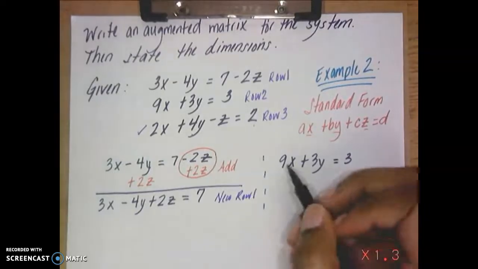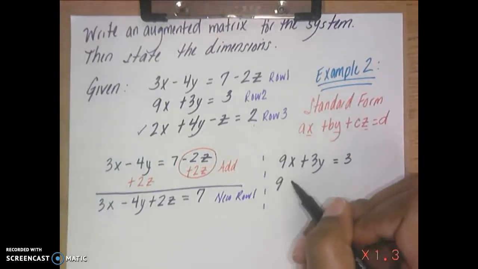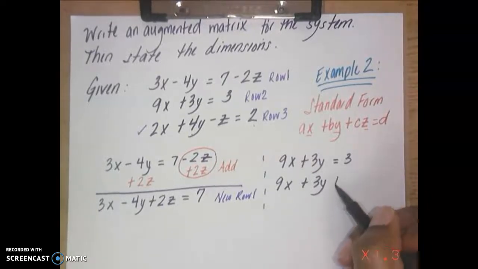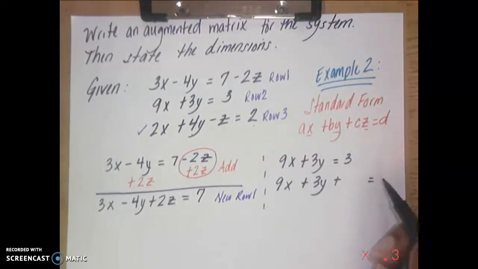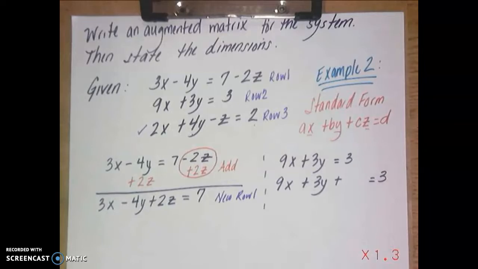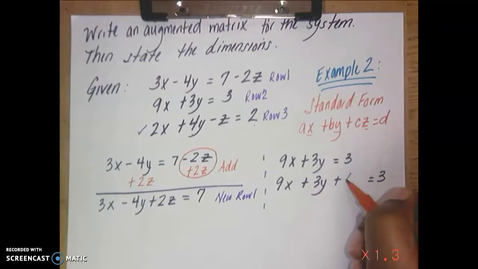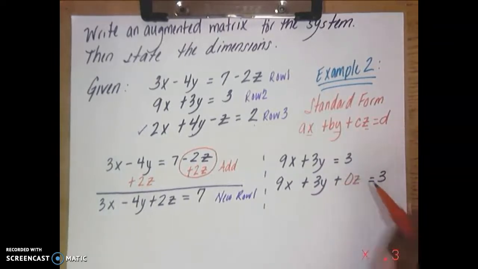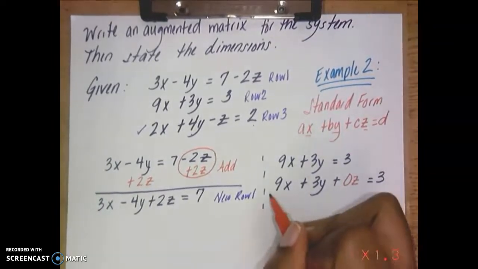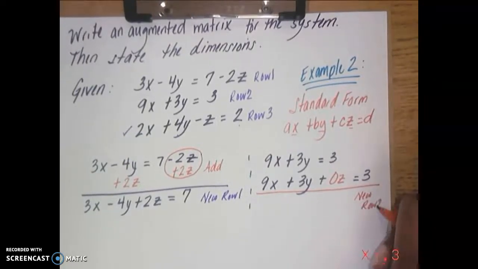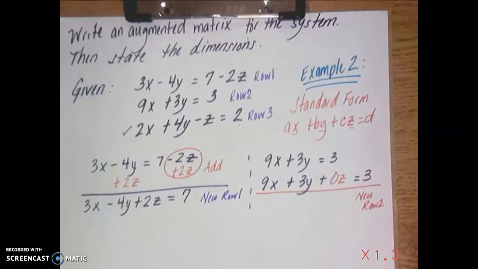So here's what I'm going to do. I'm going to get a little bit creative. 9x plus 3y plus something is going to equal 3 because I need a placeholder. Sometimes you may have to use a 0 as a placeholder. So this is going to be my new row 2. Now I'm going to put everything together.